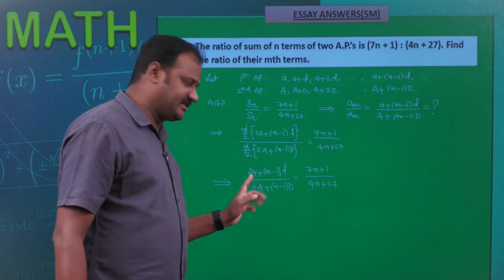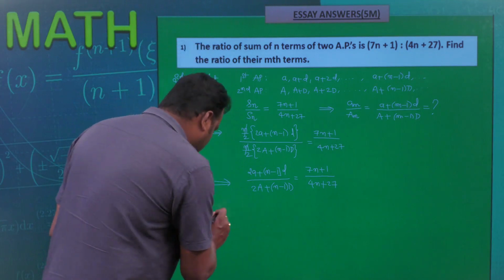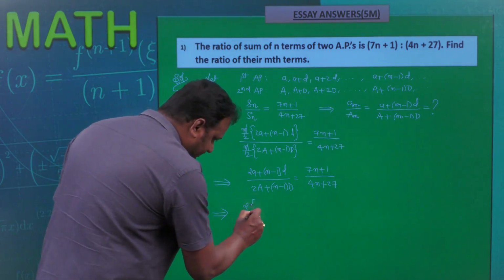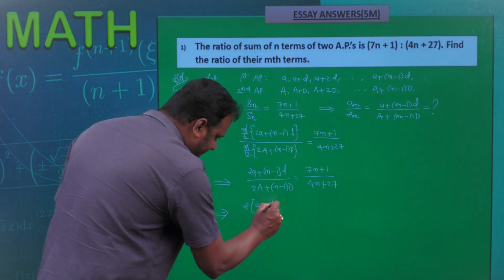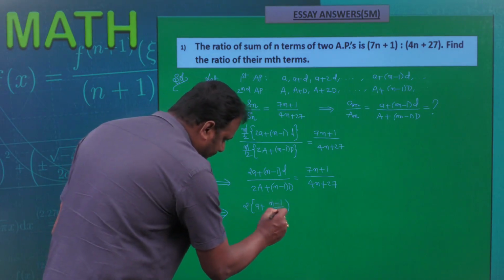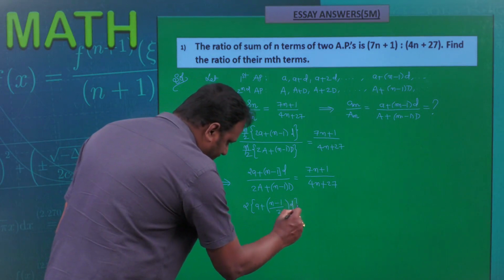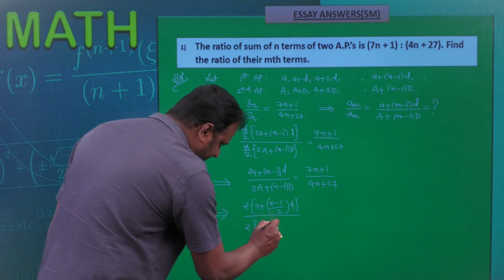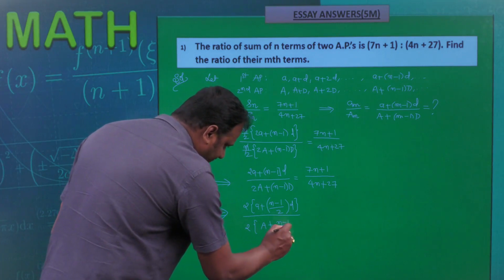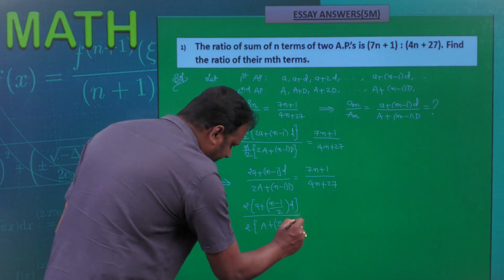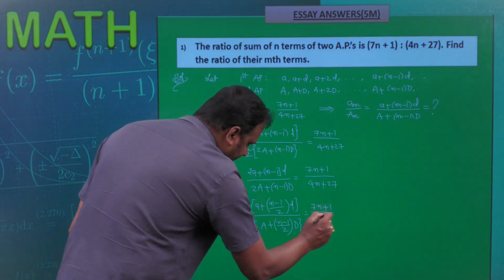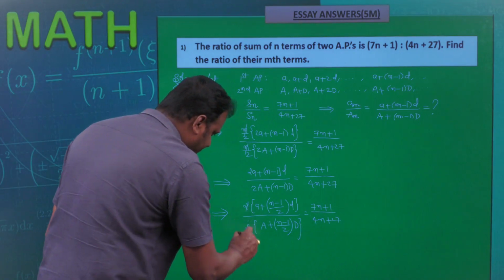Of course, in the numerator and denominator, if you take 2 common, then it will become 2 times (a plus n minus 1 divided by 2 into d), whole divided by, again in the denominator, 2 times (A plus n minus 1 divided by 2 into D), is equal to 7n plus 1 divided by 4n plus 27. So again 2 and 2 get cancelled.